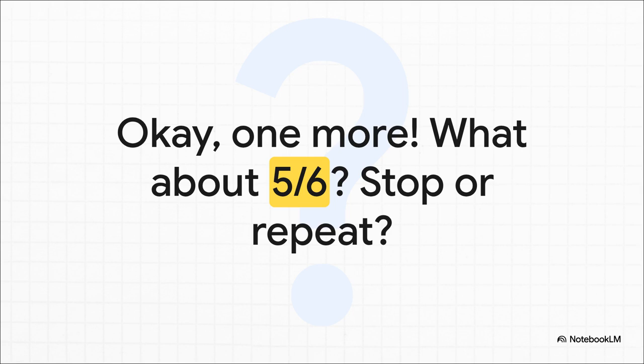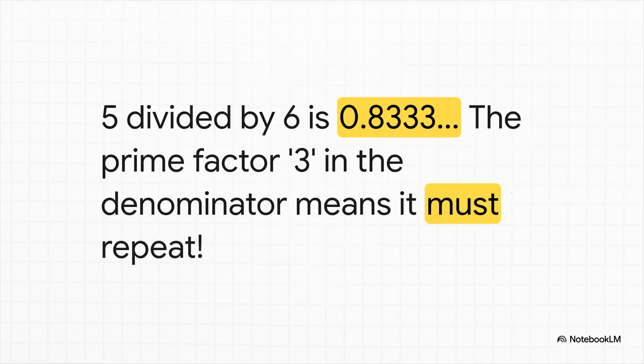Okay, step 3. Let's look at our blocks. We've got a 2, which is fine. But we've also got a 3. And remember, any number that isn't a 2 or a 5 is a little troublemaker. So because of that 3, our rule says this one is going to repeat. And if we check it, 5 divided by 6 is 0.83333 with the 3 repeating forever. The rule works again. It was that little troublemaker 3 that gave us the clue. See how powerful this is?